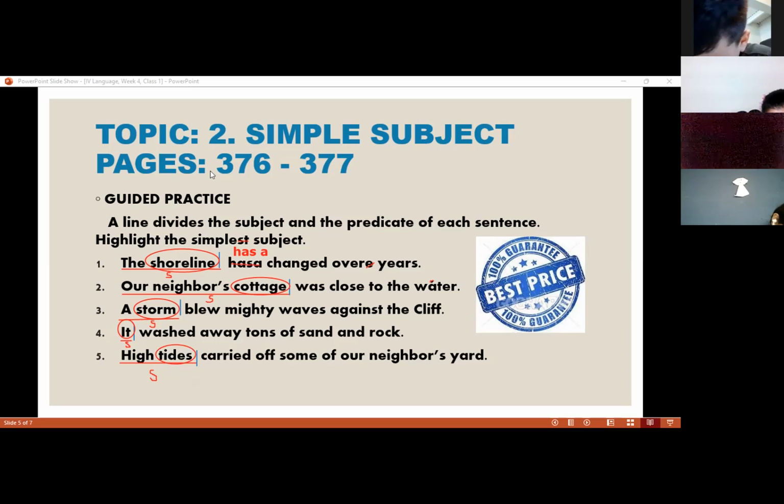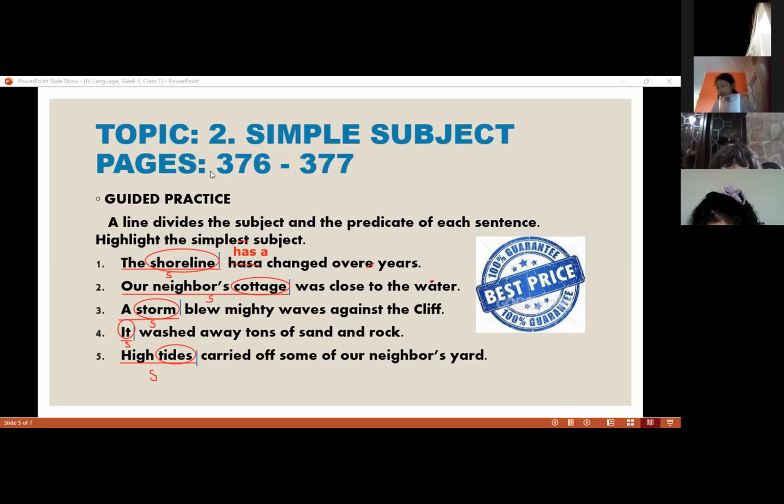So copy these sentences from 1 to 5. You can use different colors to circle and underline the subject. Remember, the most important thing right now that we're emphasizing is the subject in the sentence. But we need to know that the rest of the sentence is the predicate, what we say about the subject. But in the subject, we can identify the simple subject, the most important word.